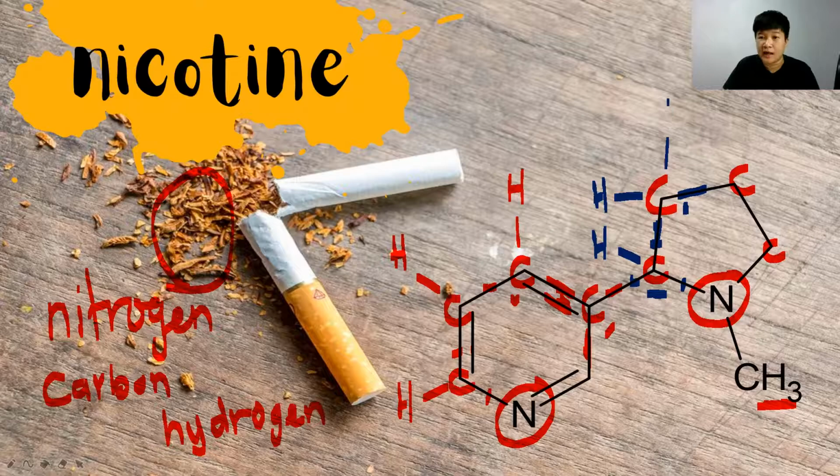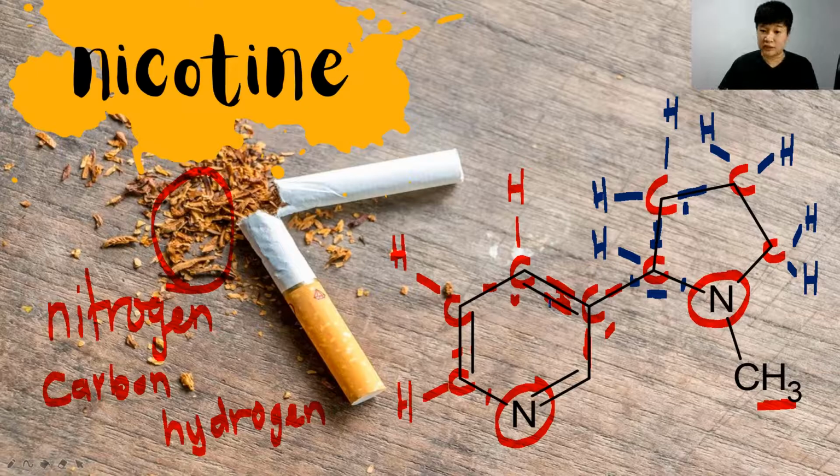So bear that in mind, every carbon must have 4 bonds. So the carbon that doesn't have enough bonds will definitely be holding hydrogen. Can you see that? That is how we determine how many hydrogens the carbon is holding. So that is your nicotine.